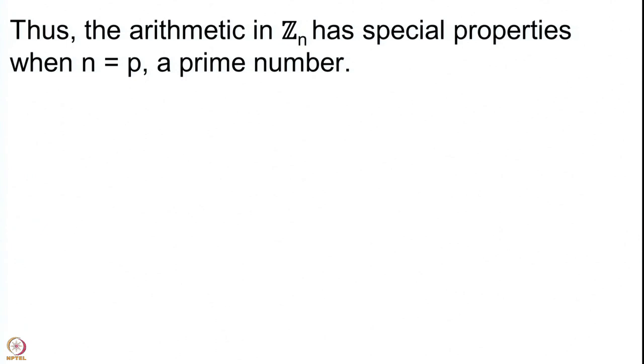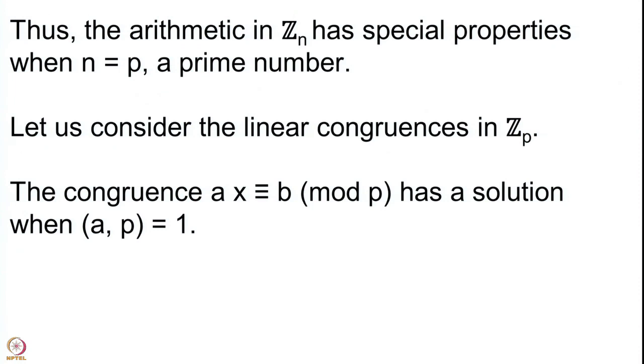The arithmetic in Z_p has some special properties compared to the arithmetic in a general Z_n. So, what does it mean? Let us go through these things once again. If you are looking at linear congruences modulo a prime number, then we see that the congruence Ax congruent to B mod P has a solution when gcd(A, P) is 1. Now, P has the property that when you look at Z_P, only the 0 is the one which does not have GCD equal to 1 with P, but all other numbers have GCD equal to 1 with P, and therefore Ax equal to B mod P will have a solution whenever A is not 0 in Z_P.